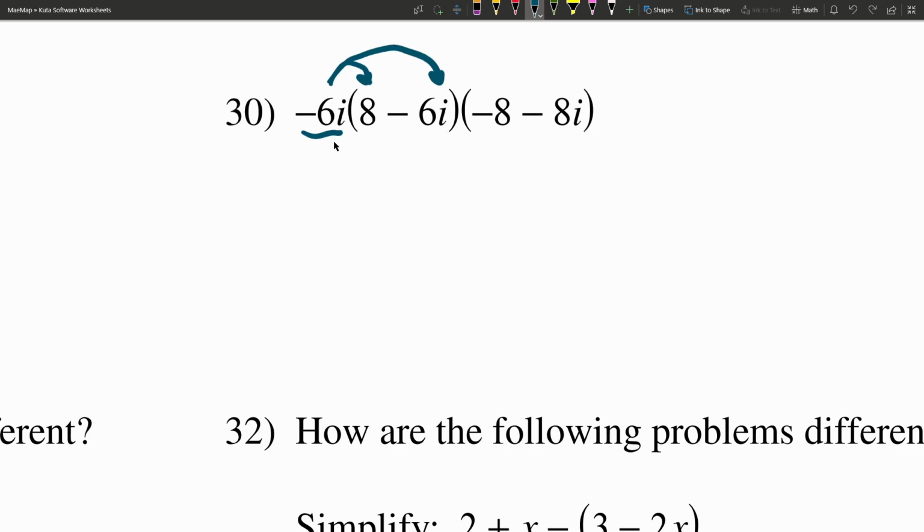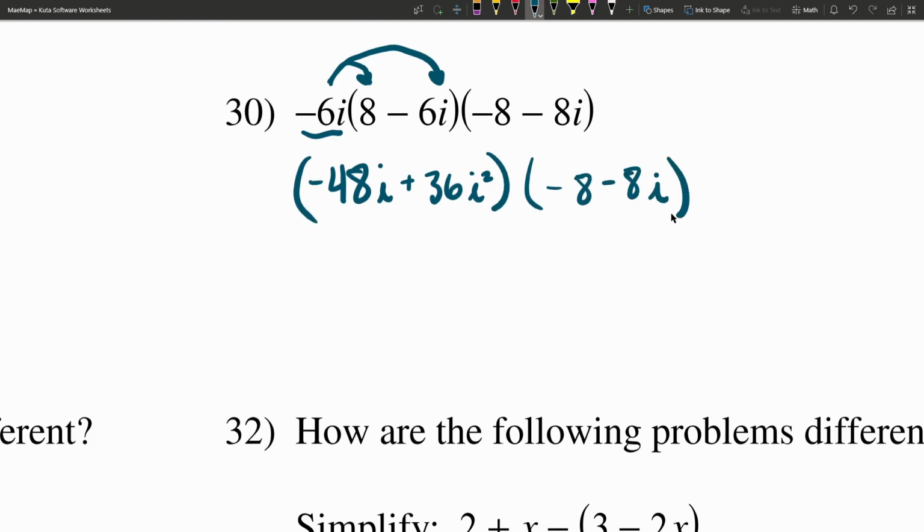So we have negative 6i times 8i is a negative 48i. And we have negative 6i times a negative 6i, which is going to be a positive 36i squared. And this is all going to be multiplied by negative 8 minus 8i. But let me continue simplifying down this first part, because we know that 36 times i squared is going to be 36 times a negative 1. So I'm going to rewrite this as negative 36.